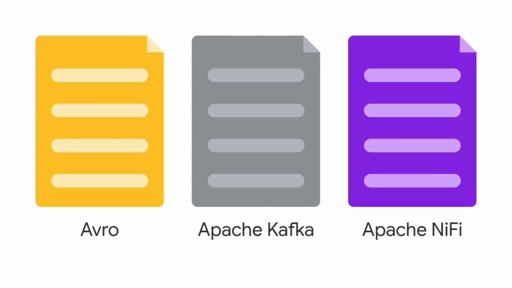One is Avro, which is a file format that helps programs understand and share data using schemas and seamless handling of data structure changes. There's Apache Kafka, an open-source distributed event streaming platform that allows you to publish, subscribe, store, and process streams of records. This is particularly useful for building data pipelines and applications that require handling large amounts of data.